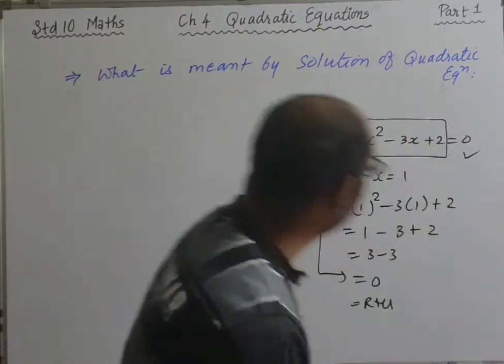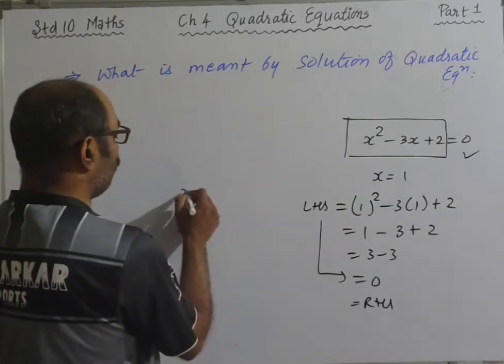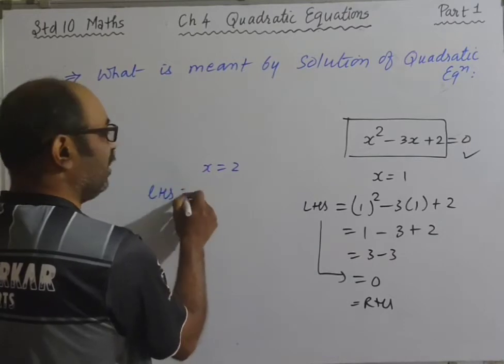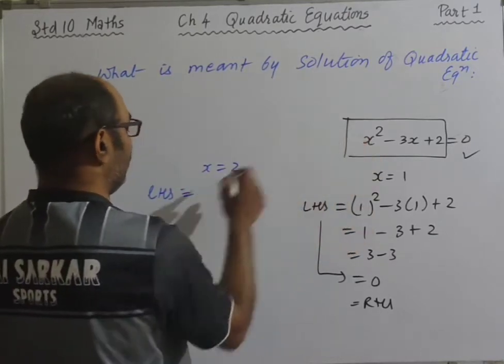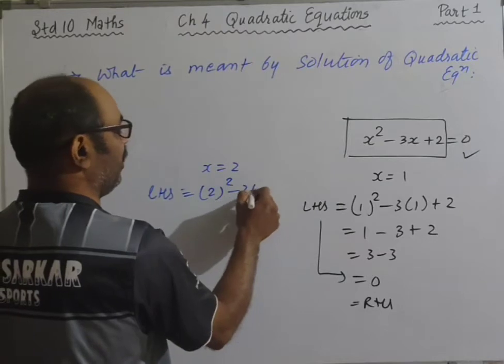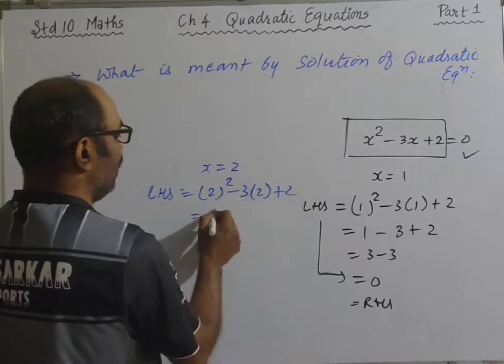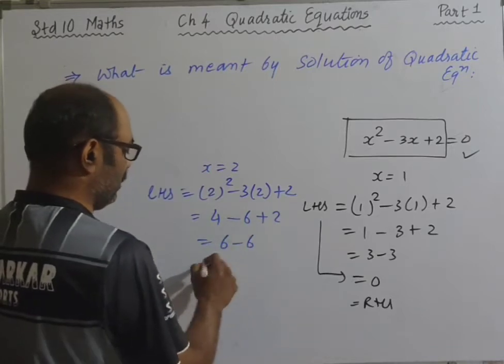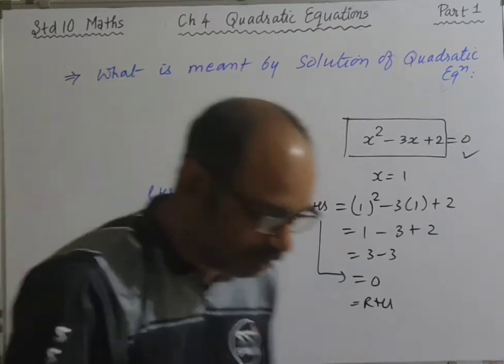You can take x equal to 2. Take x equal to 2 and see what you are getting on the left hand side. In place of x, you are taking 2. 2 square minus 3 into 2 plus 2. That is 4 minus 6 plus 2. 4 plus 2 is 6, minus 6, and that is 0.